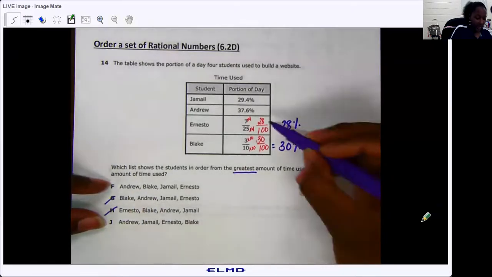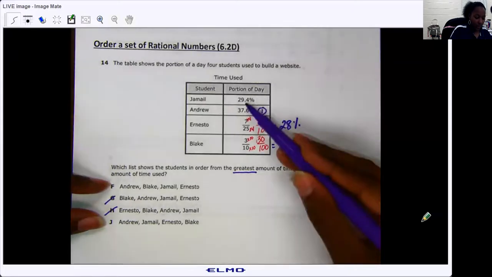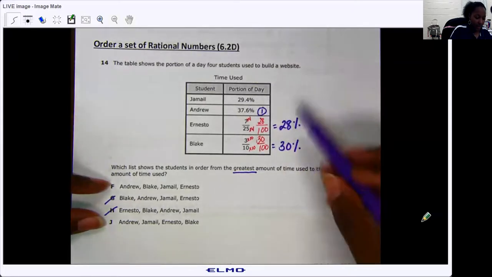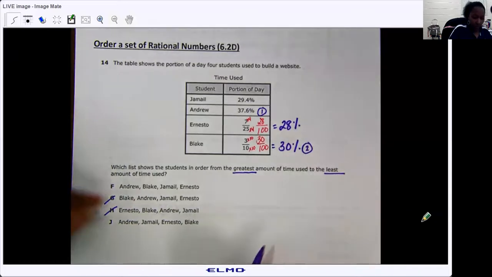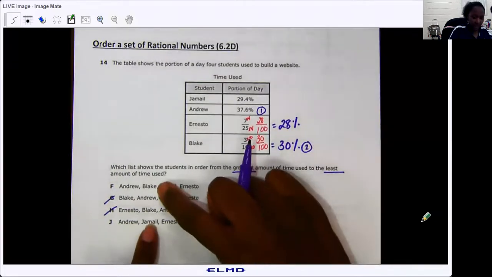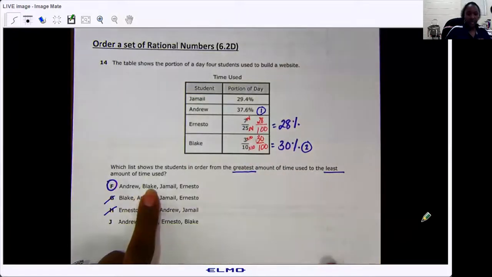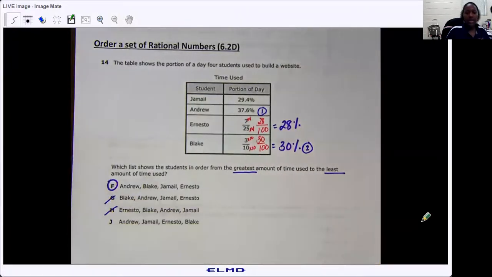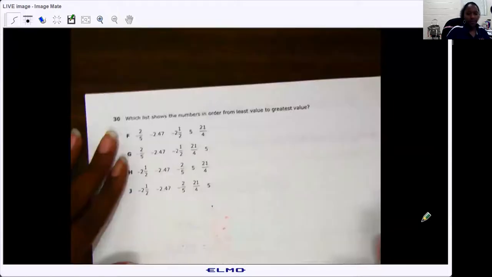Who has the next biggest percent? So Andrew was number 1. Jamil had 29. Ernesto had 28. Blake had 30. So Blake is going to be my second biggest. So out of my 2 answer choices I have left, the letter F is the only one that has Blake as my next biggest one. Therefore, letter F is my greatest to least in order. Okay. All right. Let's look at another one, ordering and comparing.